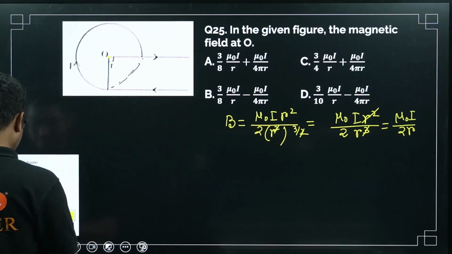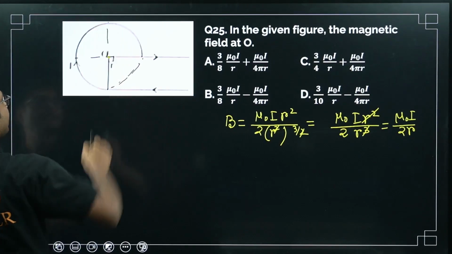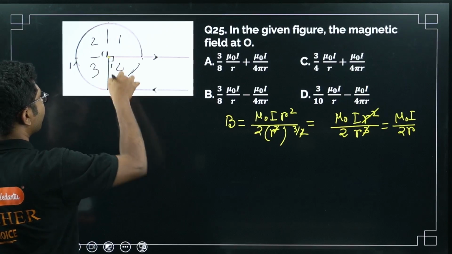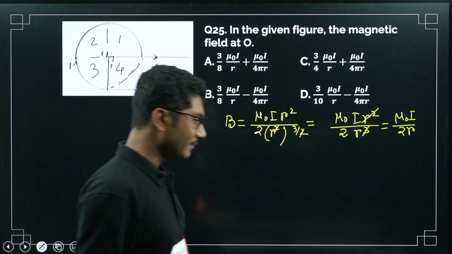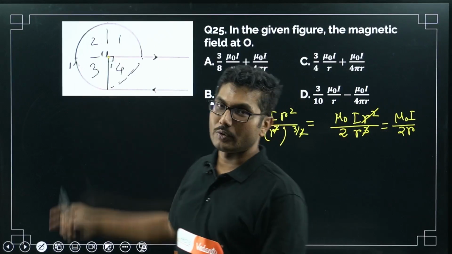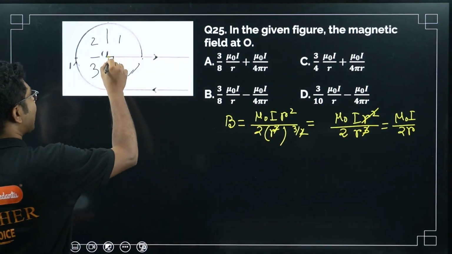Okay, this is for the entire circle. This is why this problem is slightly difficult. Now if you see, there is 1 half, 2 half, 3 half, 4 half. So you can divide the circle into 4 equal parts. For 4 equal parts, this is the magnetic field. But here this part is missing.